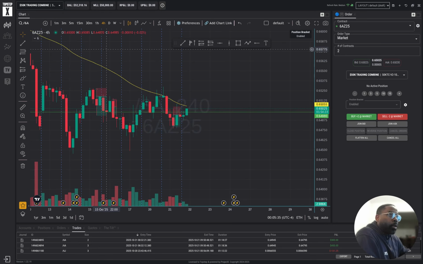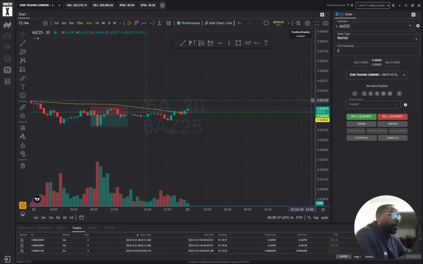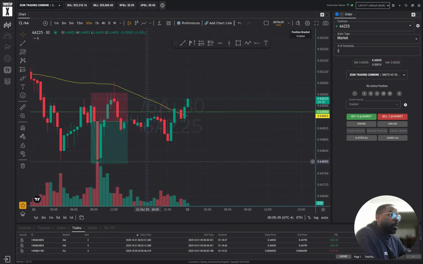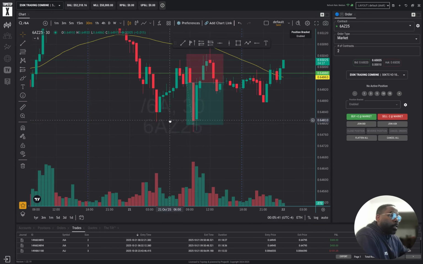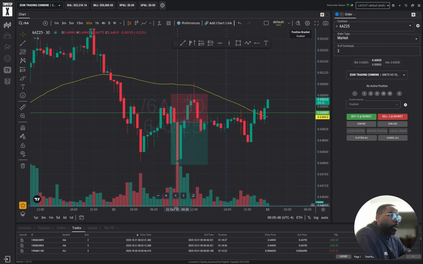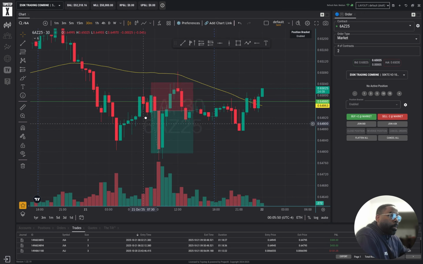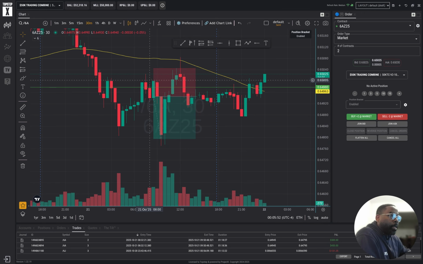Now, if I draw back into the 30-minute time frame, the trade was entered at 8:32, so that would have been this green candle here. On the 30-minute, I could see another clean setup where we had this candle here at 7:30 a.m.